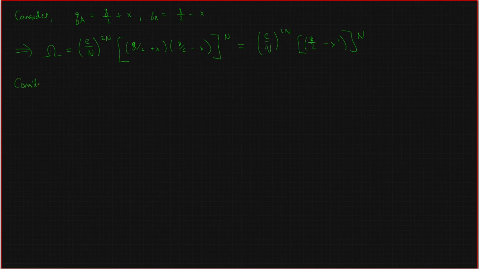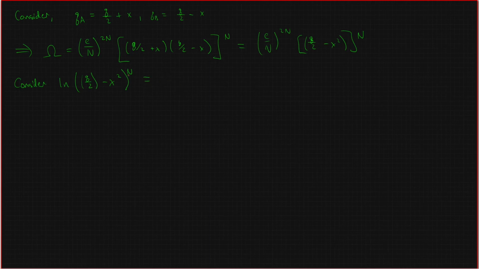Now, let's consider the natural log of this. So let's consider the natural log of q over 2 squared minus x squared, all of that to the n. So we're just looking at the natural log of this term right now.